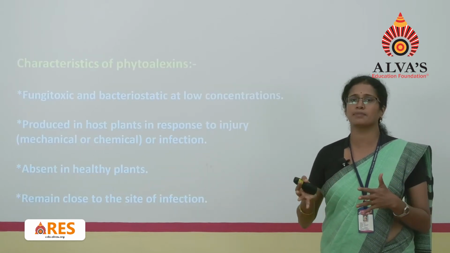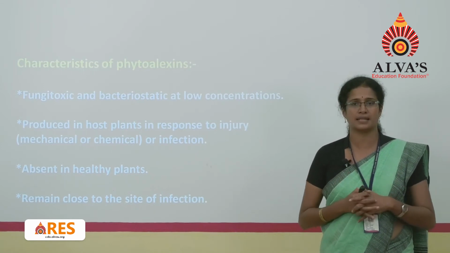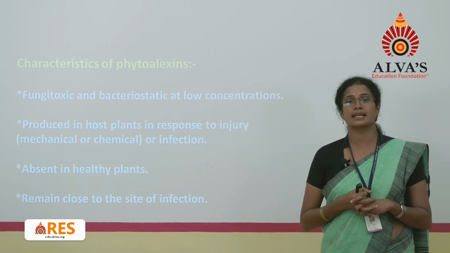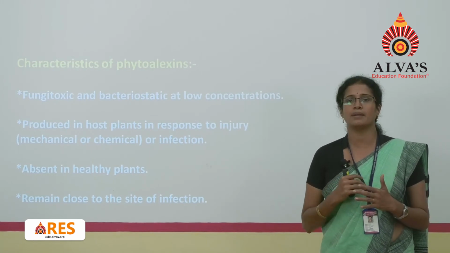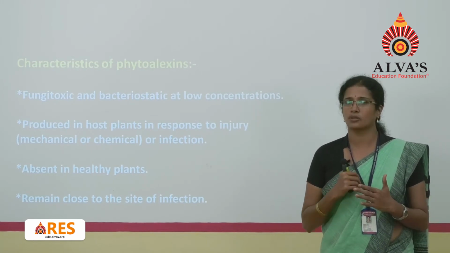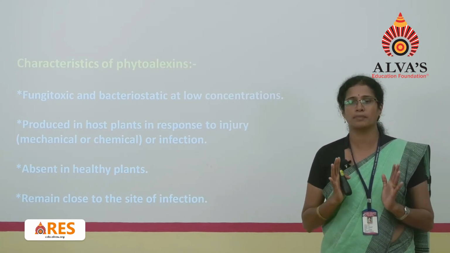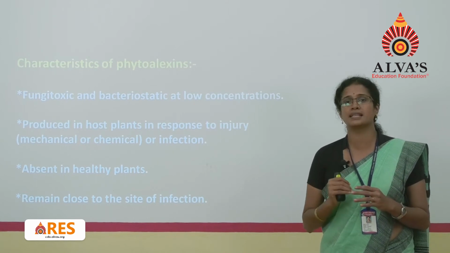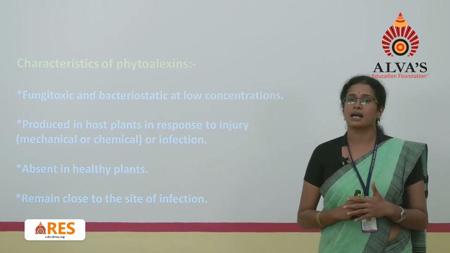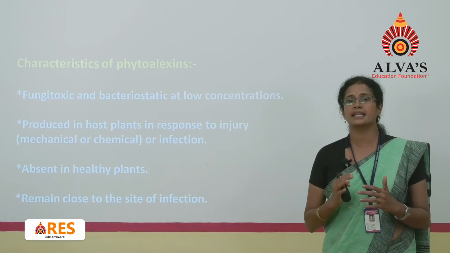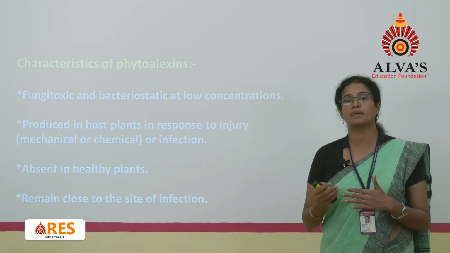Okay. So, moving on with the characteristics of phytoalexins. Before we take examples of phytoalexins, we will see why these phytoalexins have a major role in plant defense. So, what are the characteristics of phytoalexins? Phytoalexins are fungitoxic and bacteriostatic. What is fungitoxic? Toxic against the fungi. What is bacteriostatic? It stagnates the growth of the bacteria when present in very low concentration. Okay. Phytoalexins are produced in host plant in response to the injury or infection.